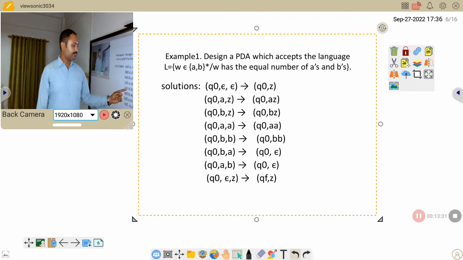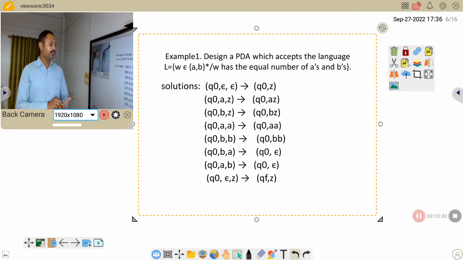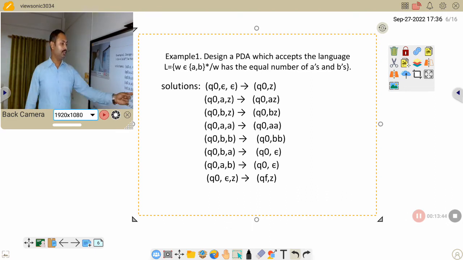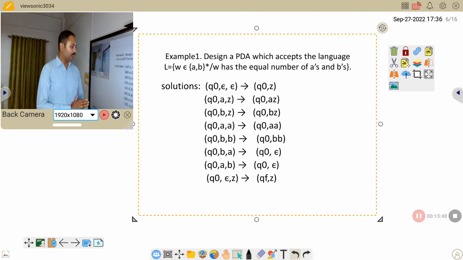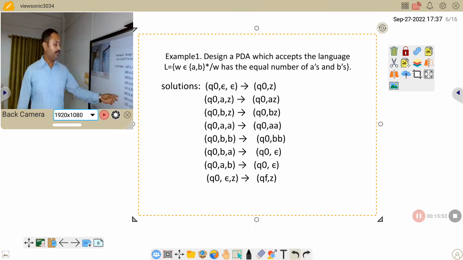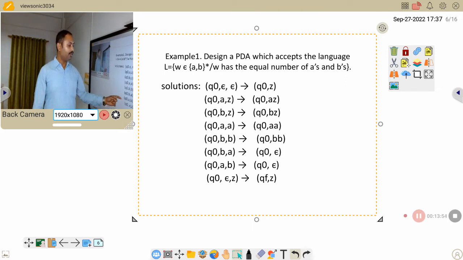Now we are going to insert input symbol B, top of the stack is B, so we can easily place the B after B, Q0 B comma B. Now this movement is very much important. This movement says that we are going to insert B after A.